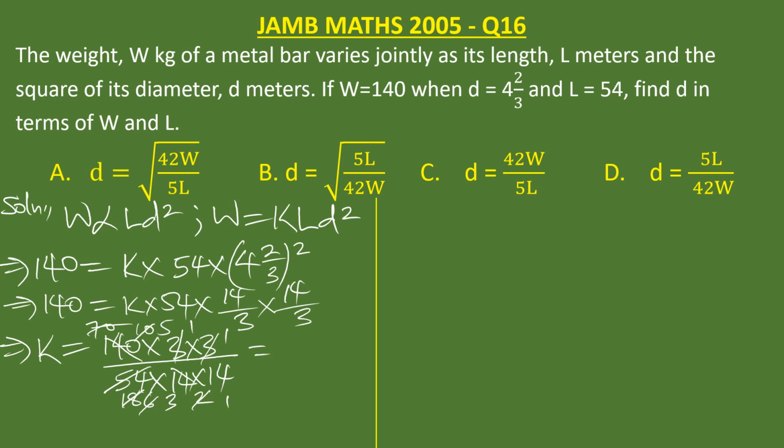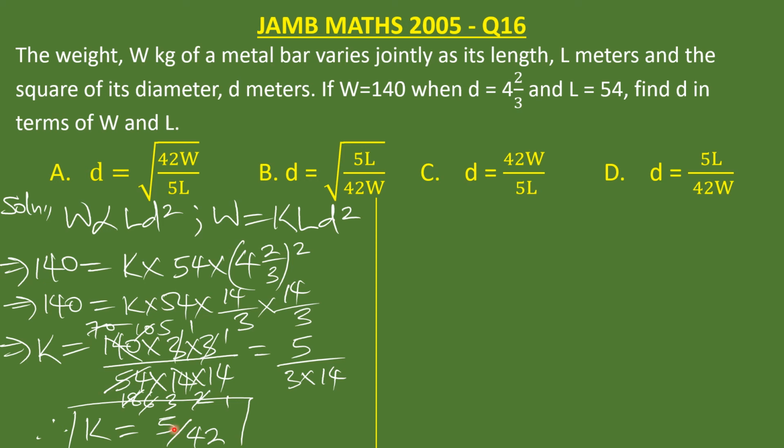So we have that 5 over 3 times 14. So therefore our K is equal to 5 over 42. 3 times 14 is 42. So we have known the value of our K.